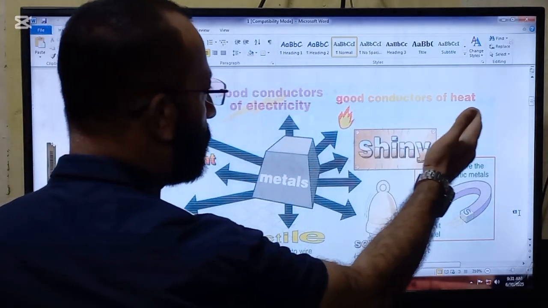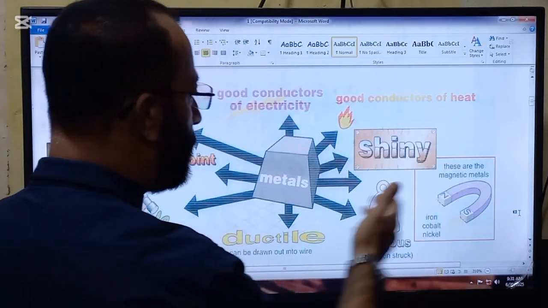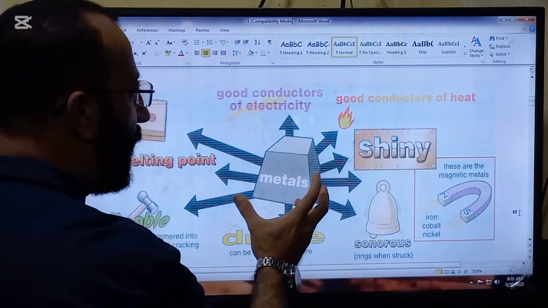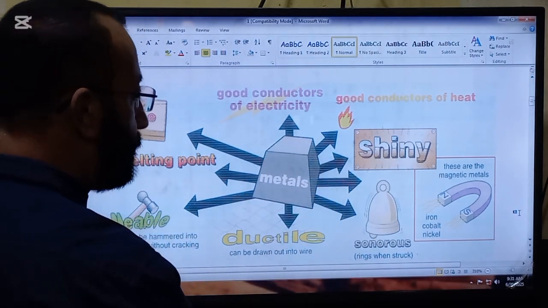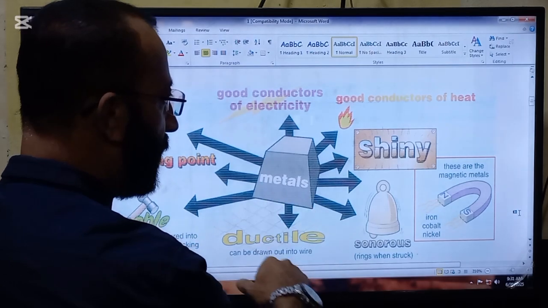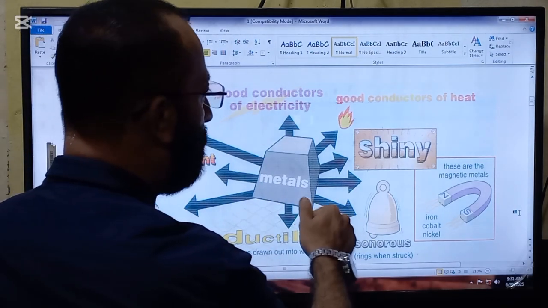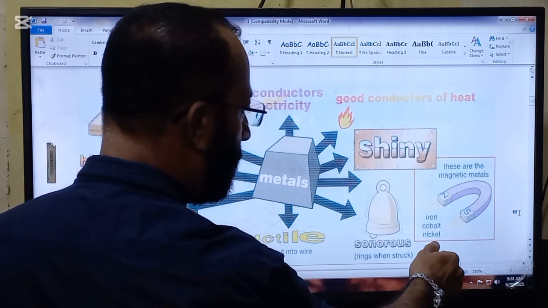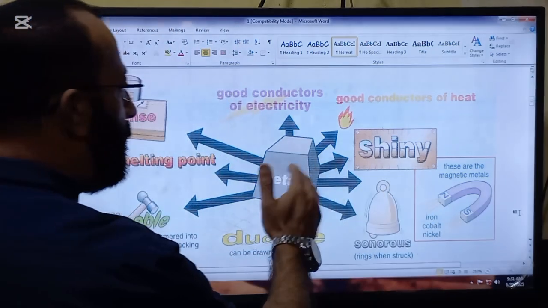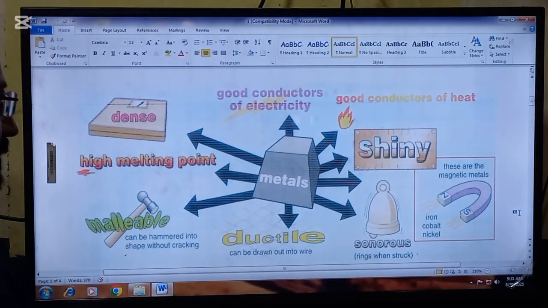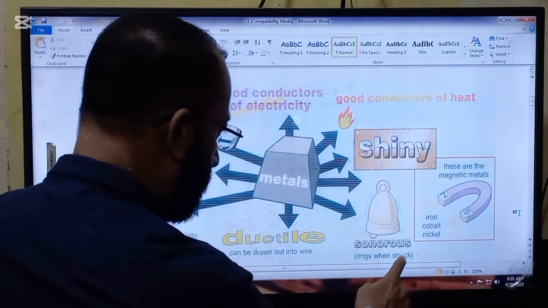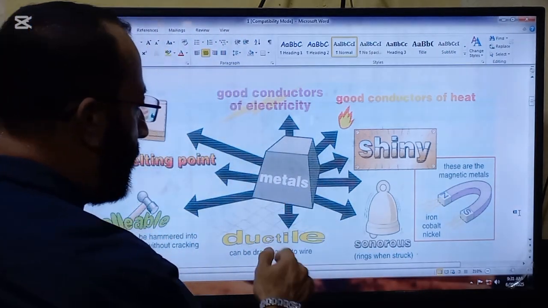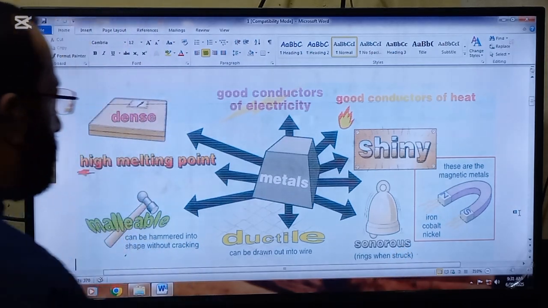Metals are good conductors of heat. So heat also passes through the metals easily. These are shiny. So these are shiny, not dull. They have shiny surfaces. Next, these are magnetic metals: iron, cobalt, and nickel. So they have magnetic properties. Metals are sonorous, they ring when struck. So when we strike a metal, it rings.